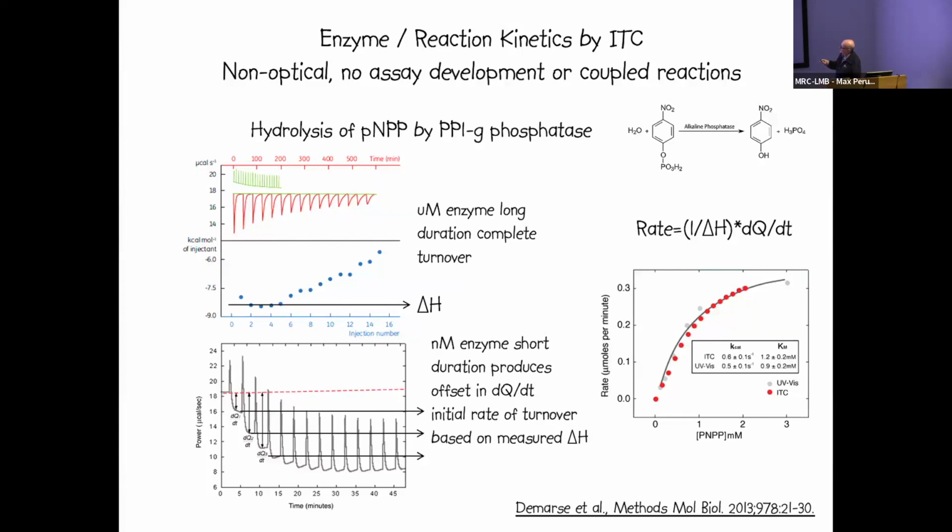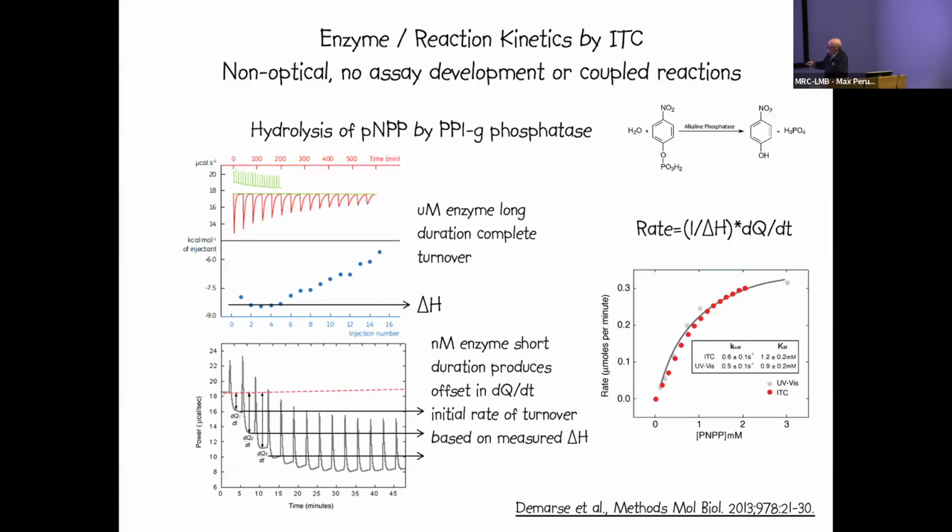this phospho-NPP. And you do this by having a relatively high concentration of enzyme and doing a long duration experiment. And what you're measuring is complete turnover of the injected substrate for the enzyme. You see here, you get some peaks initially, which correspond to the enthalpy. And then this decrease in heat you're getting here is presumably due to product inhibition of the enzyme.